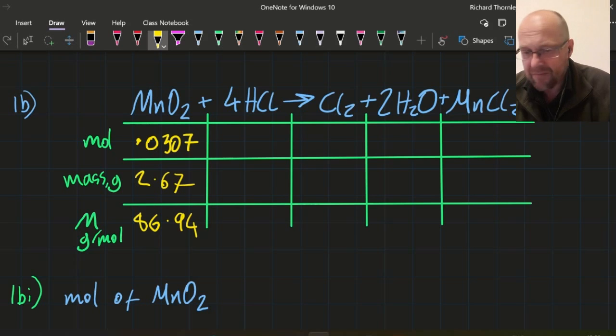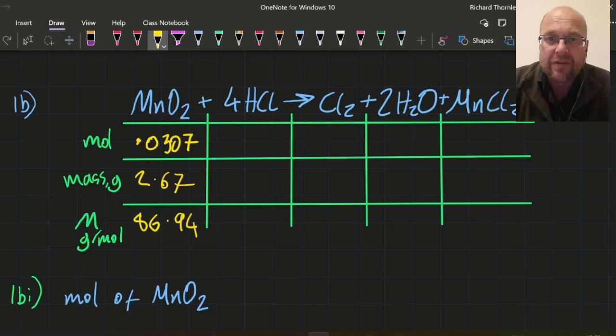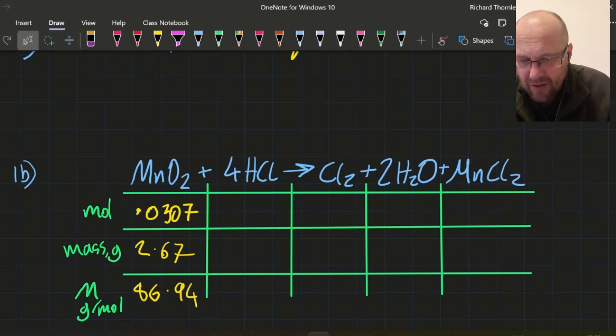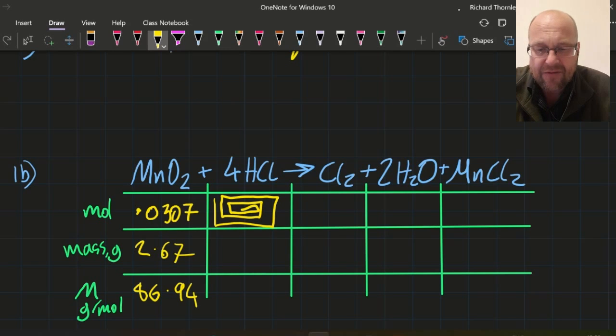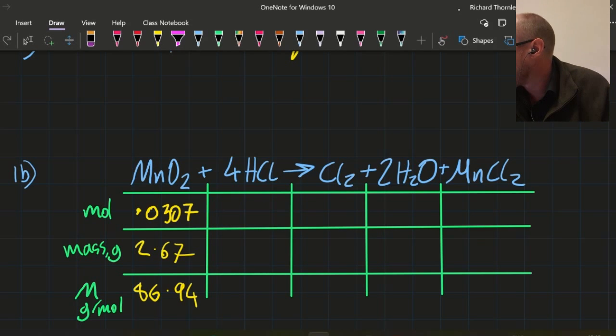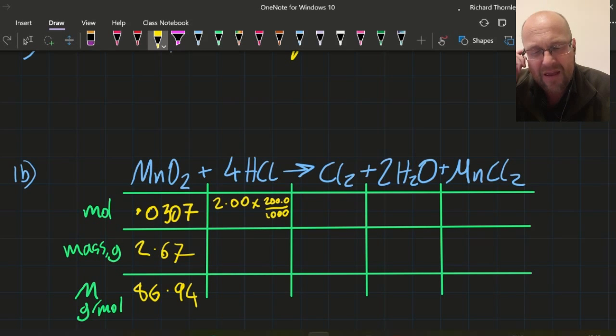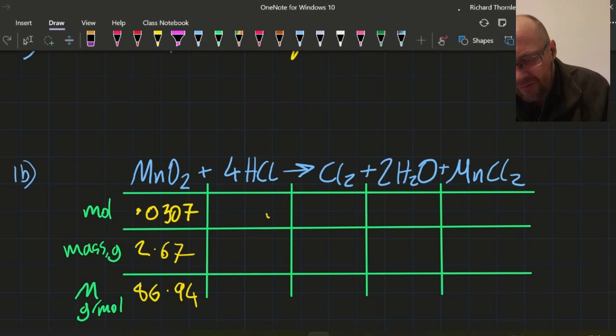Next up, the limiting reactant. For the limiting reactant, the boxes don't really work, which tells you it's an excess and limiting question. So I need to know how many moles of hydrochloric acid I've got. Since it's a solution, I bet they give me the concentration and the volume in the question. They have. So moles is concentration times volume. You have to memorize that. The concentration is 2.00 and the volume is 200, but you've got to divide by 1,000 because you're in decimeters cubed. I can do that in my head. That's 0.400.